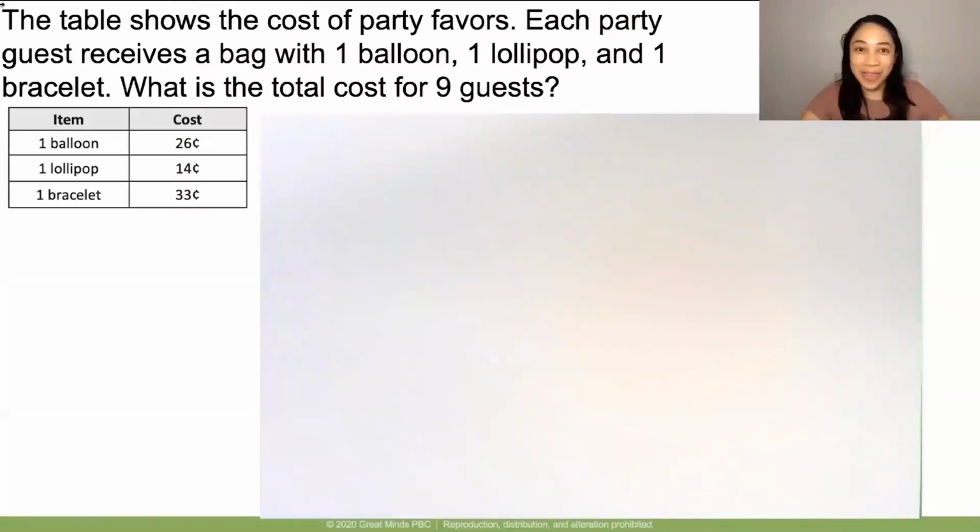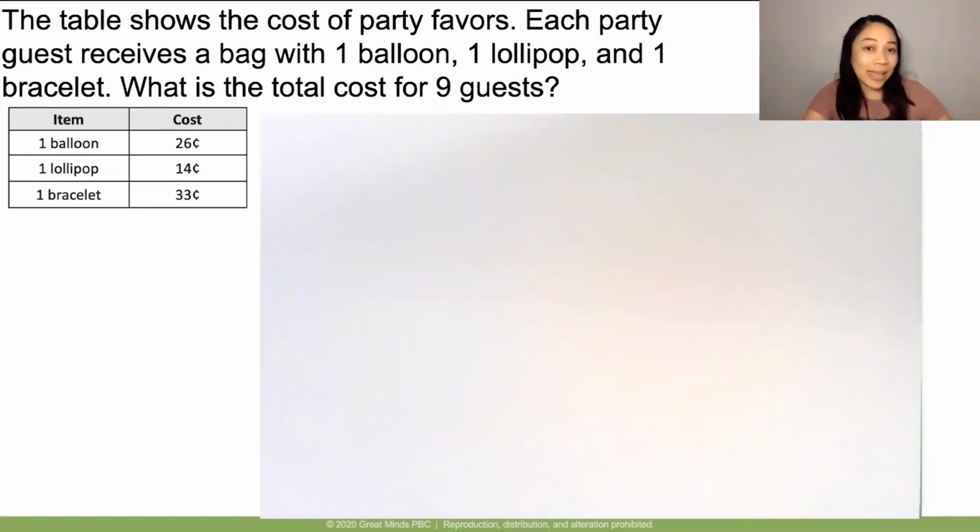Read the word problem with me. The table shows the cost of party favors. Each party guest receives a bag with one balloon, one lollipop, and one bracelet. What is the total cost for 9 guests? What information do we know so far?